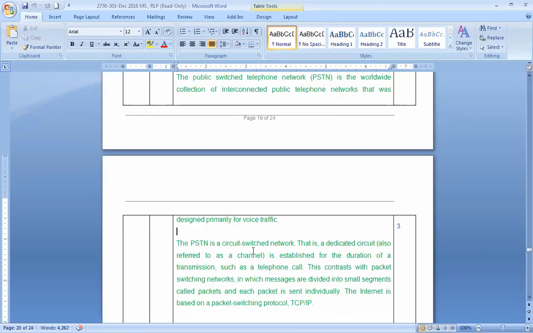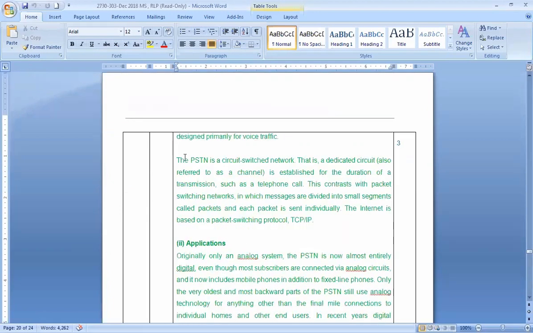But then as the advancements went on, through innovations they got to know that in the same line, or in the same channel, the data could be transferred. So you can have both voice and data on the same line. A lot of research and development happened in this area, and they were able to come up with this unique solution. PSTN is a circuit switched network, that is, a dedicated circuit, which is sometimes also referred to as a channel.